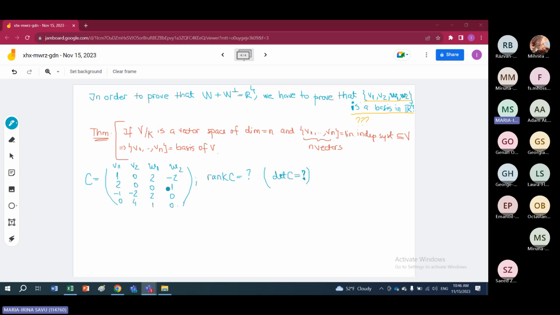Exactly. You could actually use this line or this column. Let's say that we want to put zeros here. So the idea is to obtain zero here, for example, or here, it doesn't matter. If I want to obtain a zero here, I have to add 2 times the first column to this one. So I have 0, and then I will develop this determinant using this column.